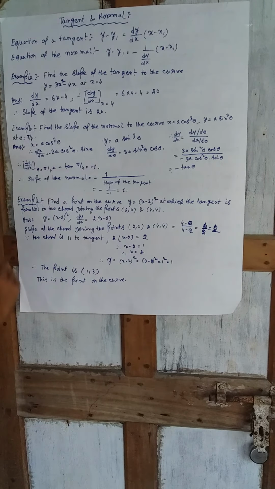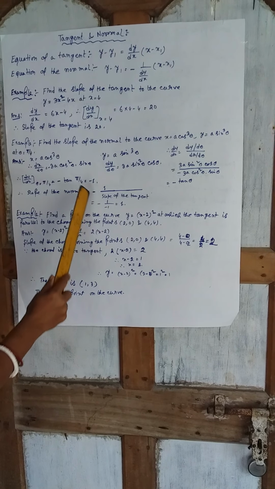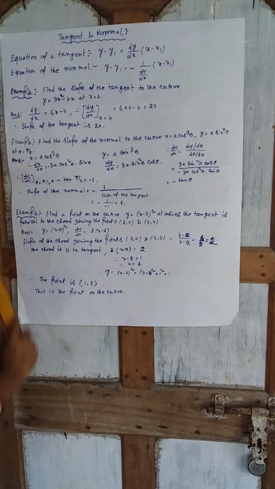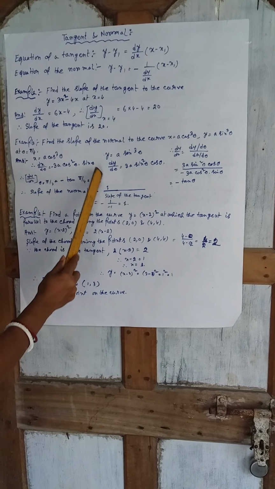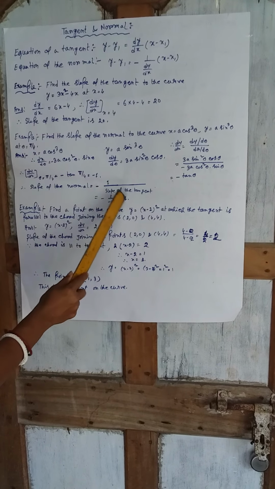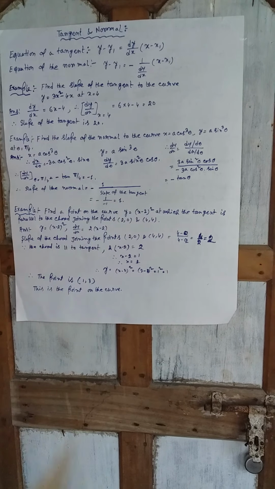Therefore the slope of the normal is equal to what? Minus 1 by dy/dx, that is minus 1 by the slope of the tangent, that is minus 1 by minus 1. This is the slope of the tangent, so that is equal to 1. So the slope of the normal equal to 1.